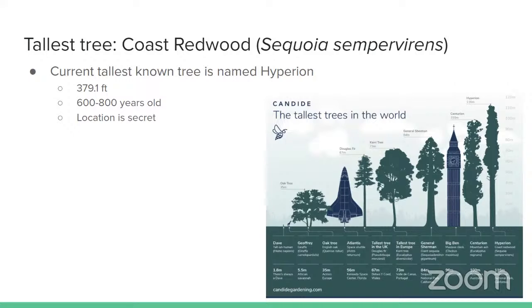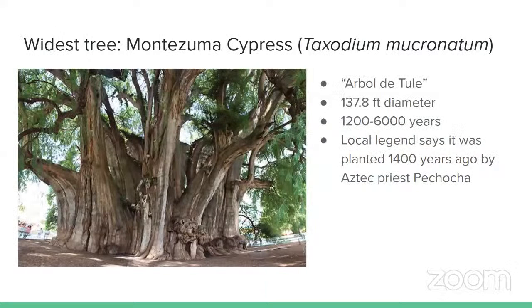Cool thing about Hyperion is you may see, like on social media, pictures claiming that they're of the tallest tree. They are not of the tallest tree. Hyperion's location is actually a secret. They do not want you to go find this tree specifically. They want to protect it. They don't want you to go bother it. So we know it exists. We know they recorded how tall it is, but it's not supposed to be a tourist attraction. That'll be true of a number of these record-breaking trees.